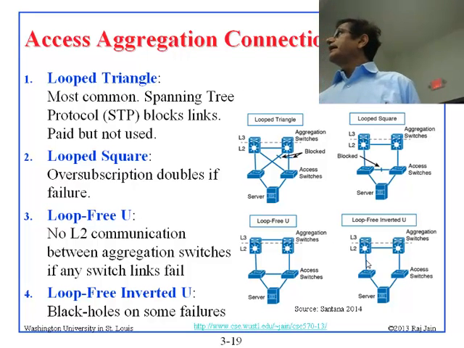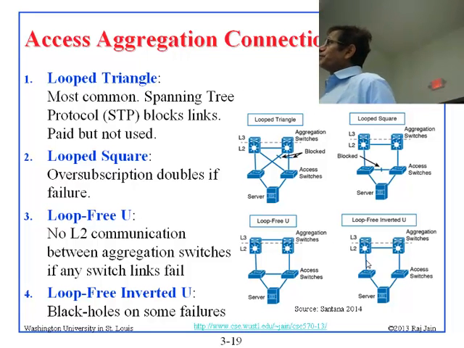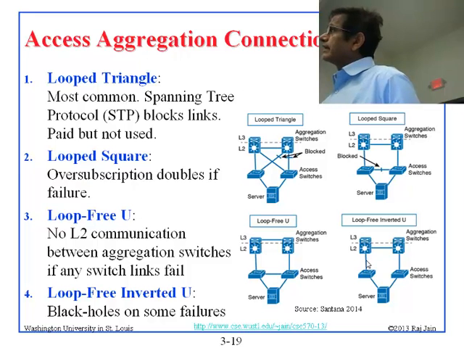All right. So that is negative of that one. Positive is that you are using both the links. Then you go to the third one, which is loop free U. Here the link is at the third layer. There is no link at layer 2.